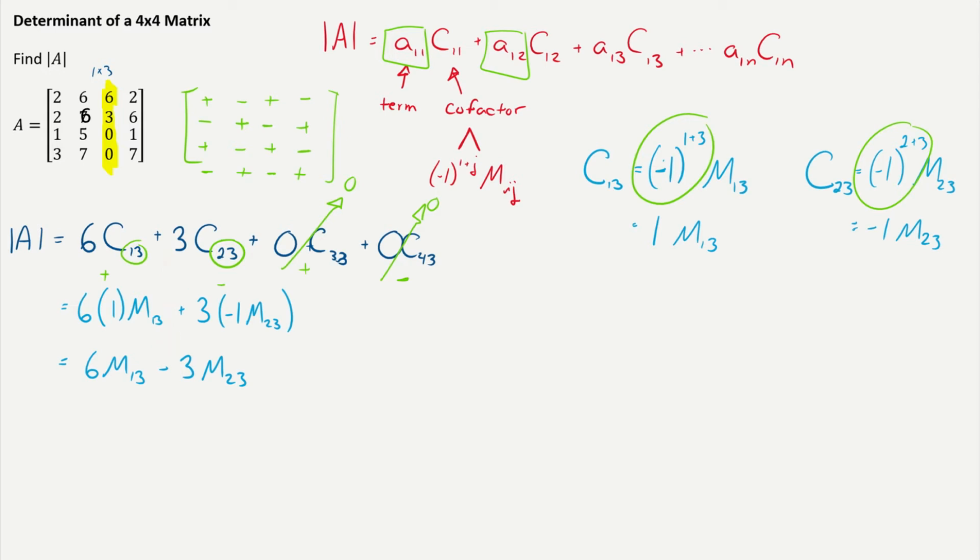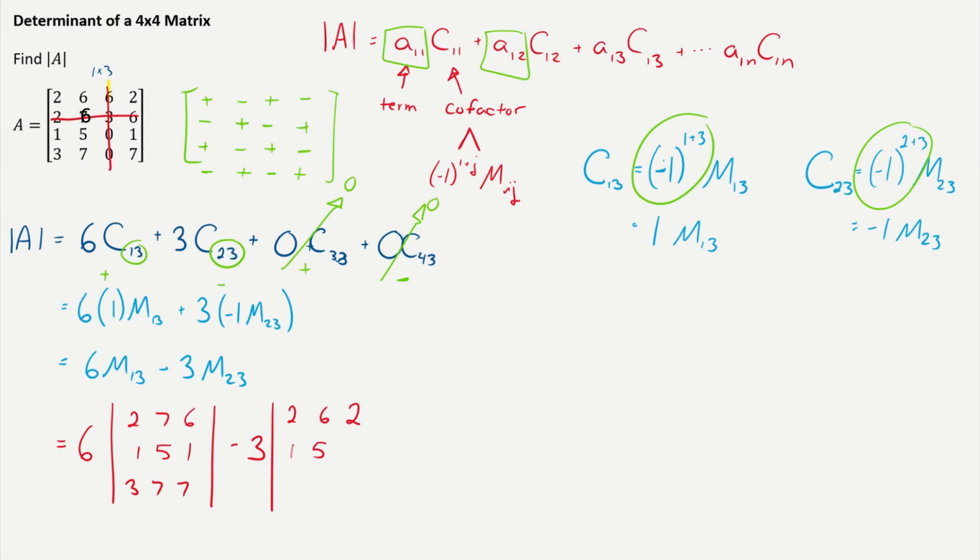Now, what is the minor? The minor is when you take the term you're at, so for the first one, I'm at 6, and you delete the row and column, and you find the determinant of what remains. So this becomes 6 times the determinant of the matrix 2, 7, 6, 1, 5, 1, 3, 7, 7, minus 3 times, so now I go to that 3, and I delete its row and its column, giving me the matrix 2, 6, 2, 1, 5, 1, 3, 7, 7.